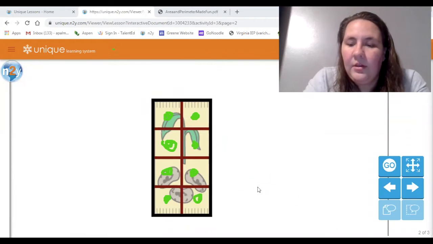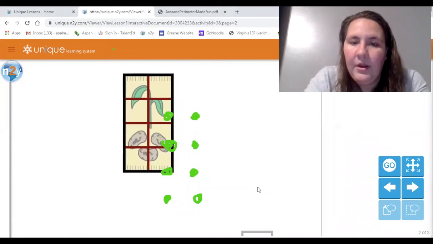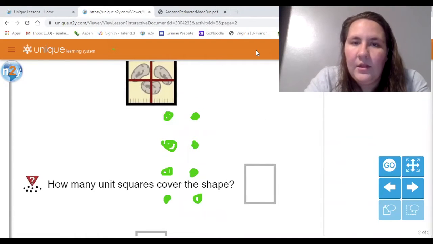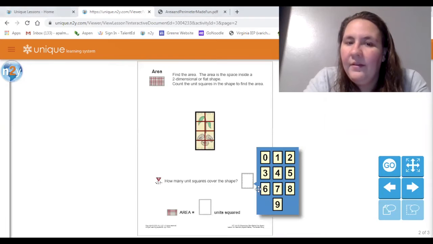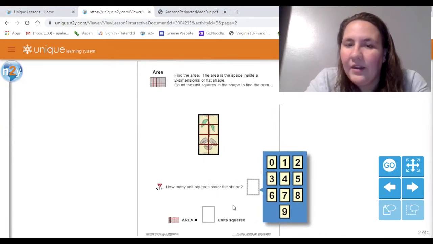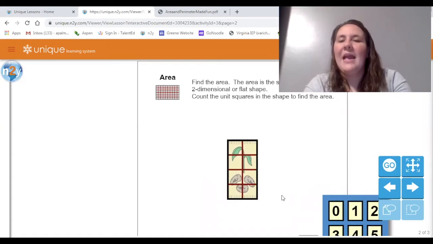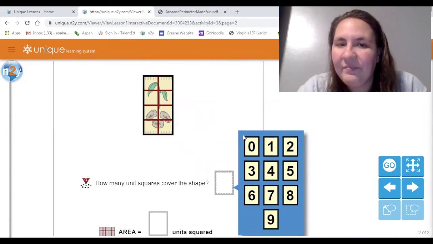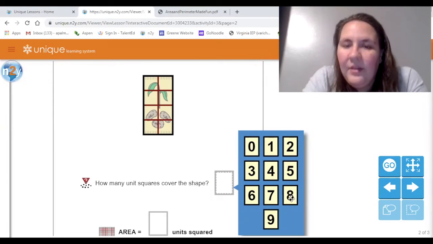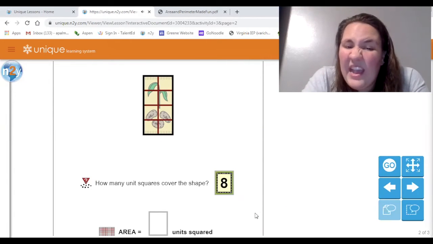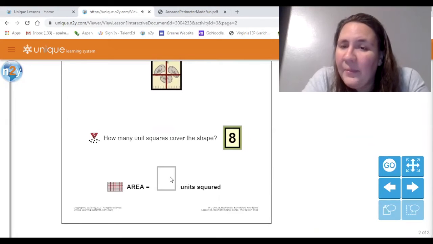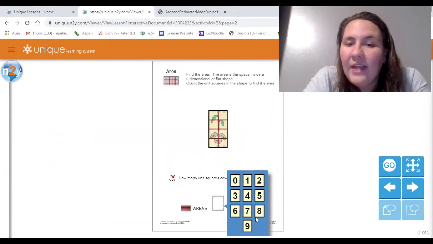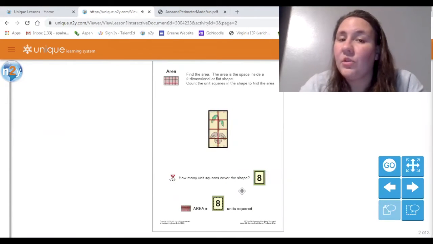So let's look if we have a choice of the number 8. How many units cover this shape? So how many did we say were there? Very good. 8. With your finger, can you touch the number 8? You find the number 8. Great job. All right. 8. So area equals how many units? What number did we find? Yeah, 8. And when we say area, we say units squared.